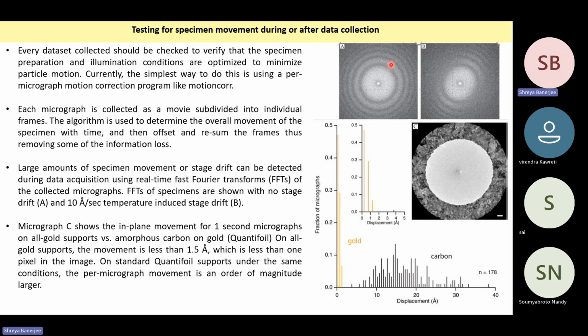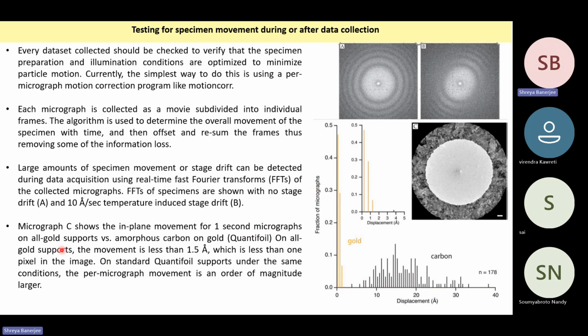If there is a large amount of specimen movement, that can be detected using real-time Fourier transform of the collected micrographs. So if a large amount of movement is detected by this Fourier transform, then different techniques have to be used, like we studied earlier, like cross-linking or cryogenic freezing to minimize the particle movement. Or sometimes the grid can be changed.